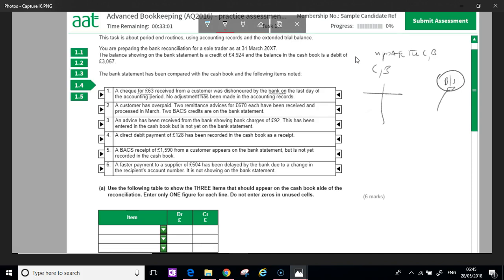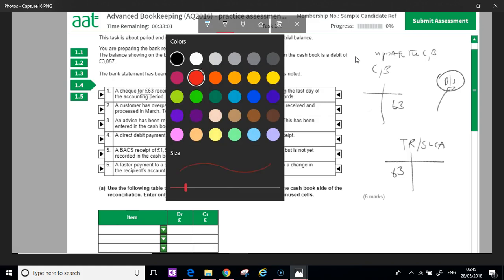And like I said, a good way to do this is always to say this had come from trade receivables, or sales ledger control account, right? It means the person still owes you the money. So really, you have 63 here and 63 here. This is really the double entry. I'll use a different color here. It's just good revision as well, so you see exactly what's happening.